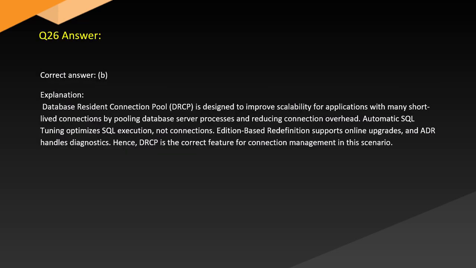Answer. Correct answer: B. Explanation. Database Resident Connection Pooling is designed to improve scalability for applications with many short-lived connections by pooling database server processes and reducing connection overhead. Automatic SQL tuning optimizes SQL execution, not connections. Edition-based redefinition supports online upgrades, and ADR handles diagnostics. Hence, DRCP is the correct feature for connection management in this scenario.